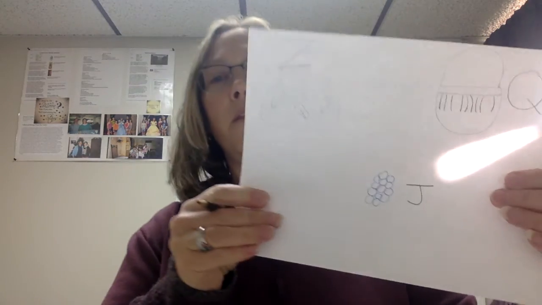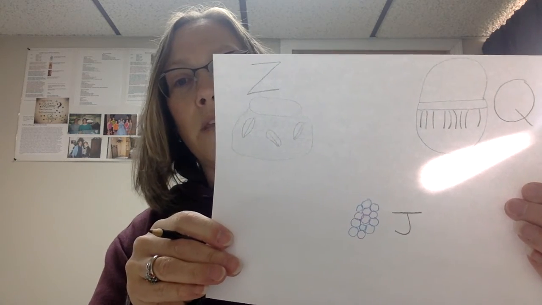Next, I am going to draw juniper berries. I remembered that these berries were purples and blues. So I'm going to draw juniper berries. I remember those from the story because one of my favorite colors are blue and purple. And then I am going to write the letter J next to the juniper berries to show that that is the letter that they start with.